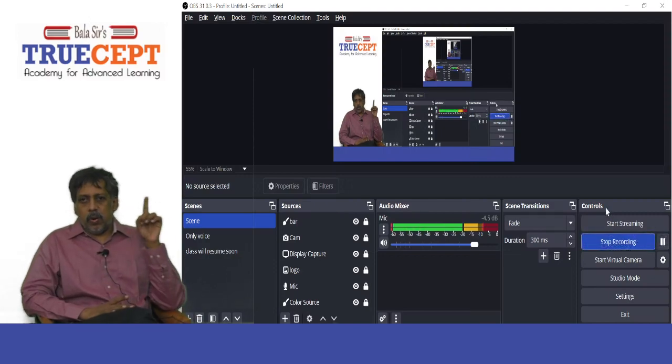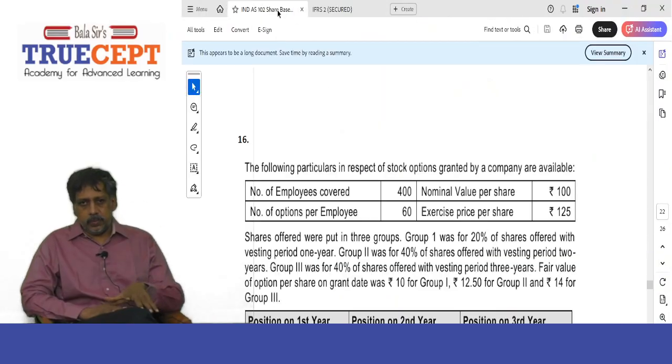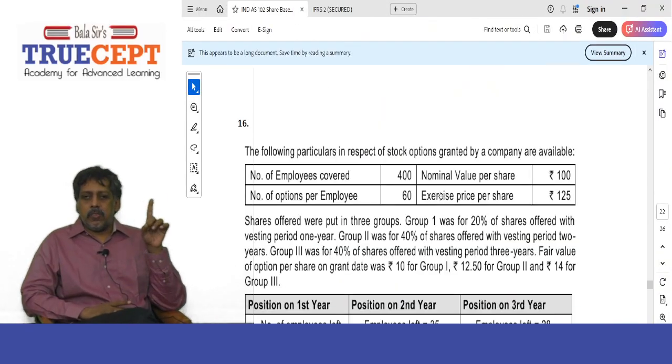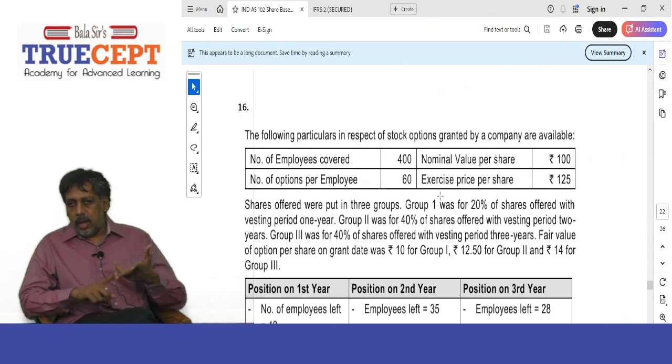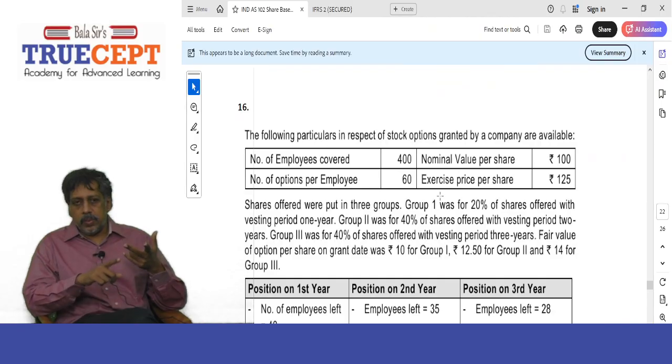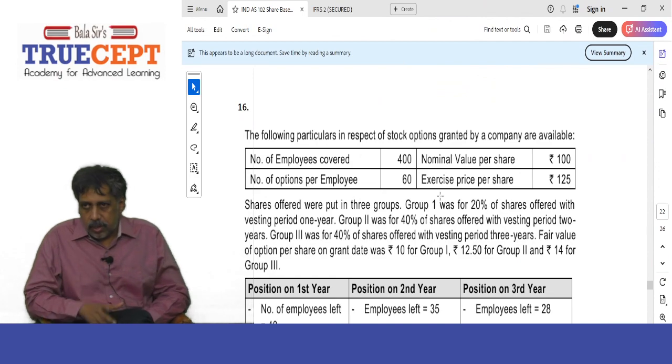So let us go ahead and take on question number 16 from the worksheet. Now all this while we did examples where the employees work for 3 years and then the options vest, or they got to work for 2 years and options vest, right? And those are known as cliff vesting, where all the options will vest at the end of a certain period. That is called cliff vesting.